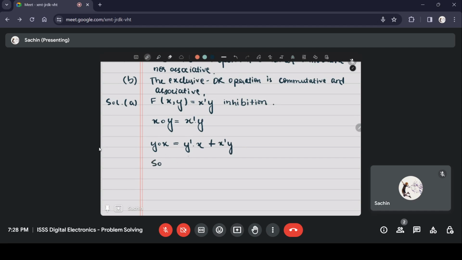So inhibition is not commutative. An operation circle is said to be commutative if x circle y is the same as y circle x. For example, addition in normal arithmetic, 2 plus 5 is 7 and 5 plus 2 is 7. So addition is a commutative operation in the group of integers. But this inhibition operation is not commutative.